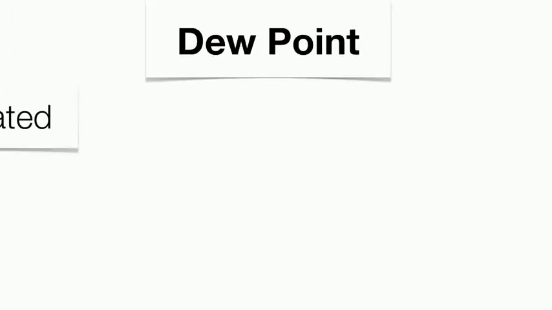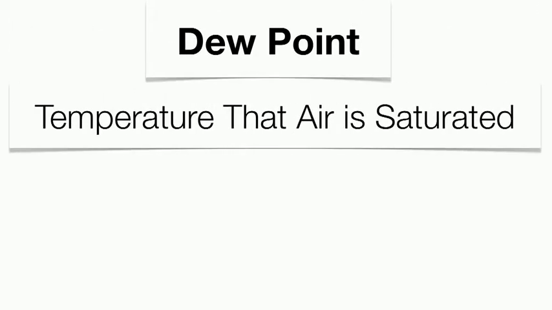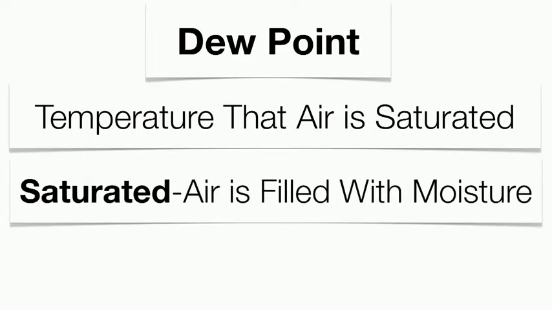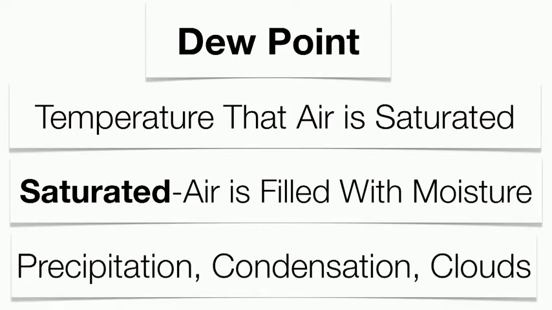So let's get started. Dew point is kind of a neat phenomenon because it tells us when the air is saturated. It's the temperature at which the air is going to be completely filled up with moisture. And that's what that word saturated means. At that specific temperature, that dew point temperature, precipitation, condensation, clouds, it's going to be very evident that there's a lot of moisture in the air, very simply by looking at the clues outside.